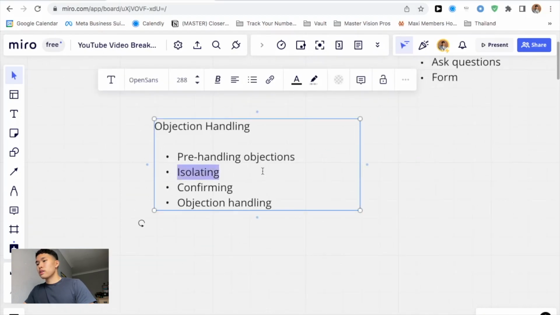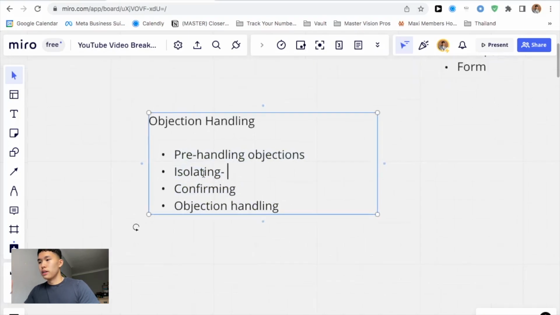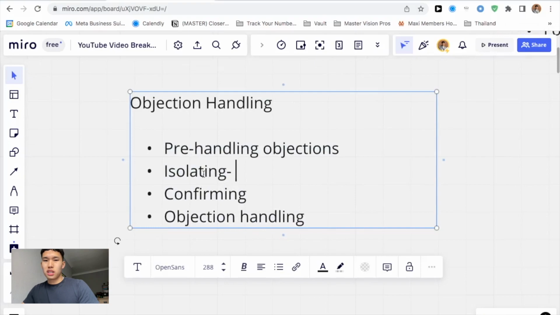Second thing is isolating the objection. So ensuring that, okay, is this the only objection that you have? If not, then you go handle the other ones before this one. Because if you don't isolate the objection, you're going to be running around in circles. And I'll show you what I mean in a minute when we start getting into the actual objection handles.